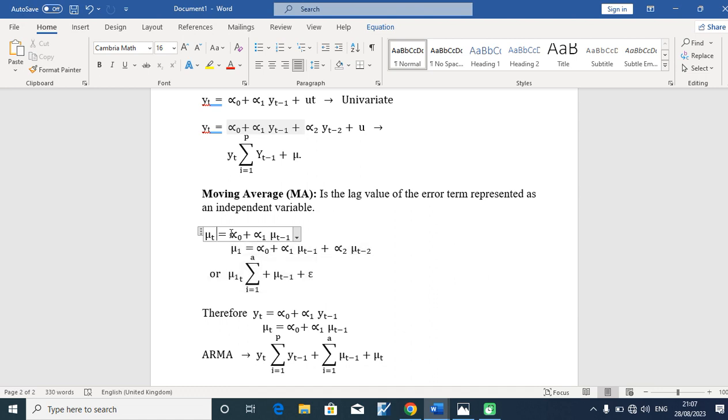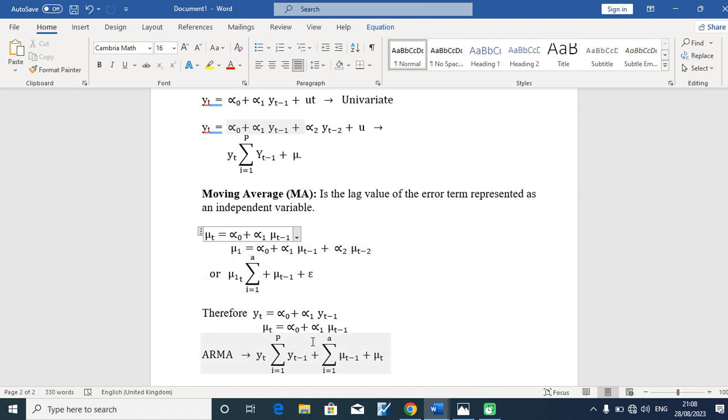Like what we have in this equation, ut is a function of alpha 0 plus alpha 1 ut minus 1. This is a moving average equation because ut is a function of its previous values. We have ut minus 1 and ut minus 2. This can also be represented in this form. So if you sum the AR and the MA together, we have the ARMA.